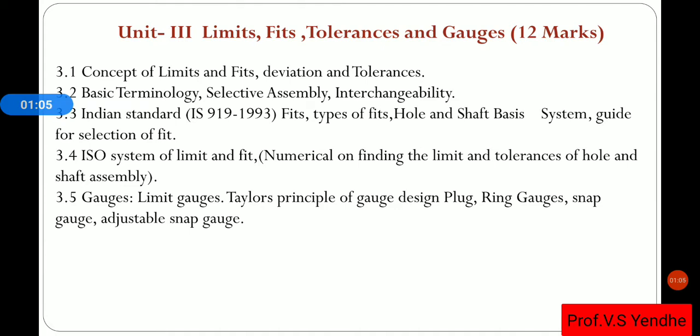There are the numericals on finding the limits and tolerances of a hole and shaft assembly. That means there may be different types of numericals consisting of different types of holes and shafts, and we have to find out the permissible limits as well as the tolerances for the given hole and shaft. Then the fifth point is the gauges. Limit gauges, the types of limit gauges, are in the syllabus.